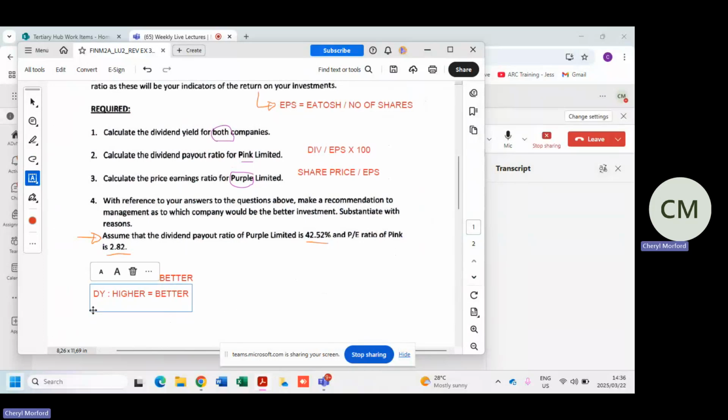Then if we're going to look at dividend payout ratio, this is looking at the portion of available profit that is paid out. So obviously, if a business pays out a higher percentage of its profits, it indicates that it is profitable enough to pay out the profits and that it doesn't need to retain too much. So we're going to say here that higher is better.